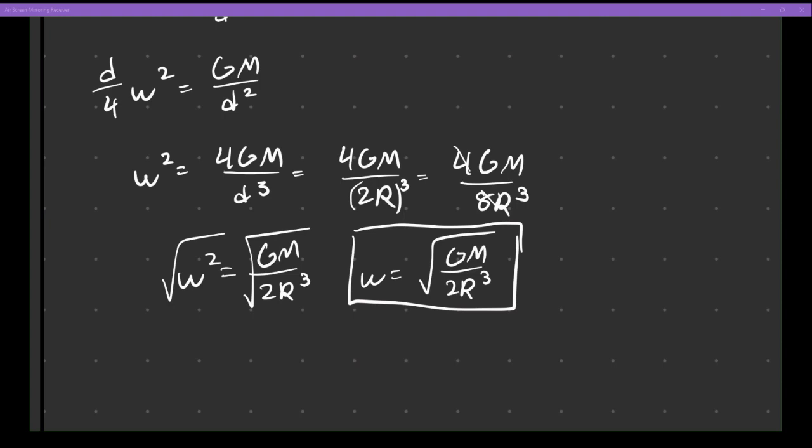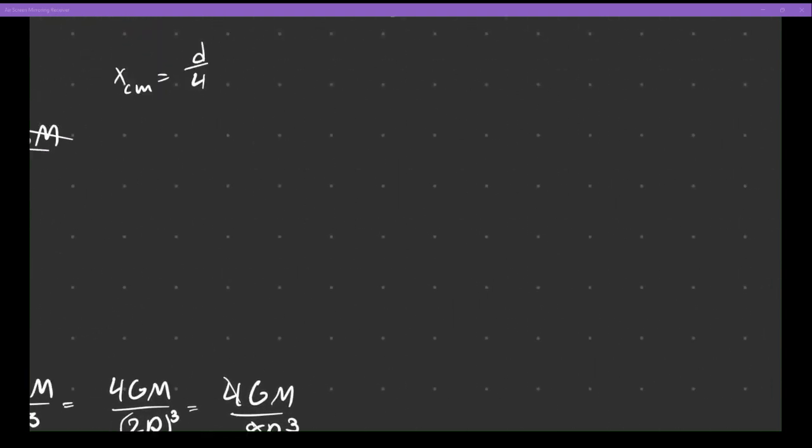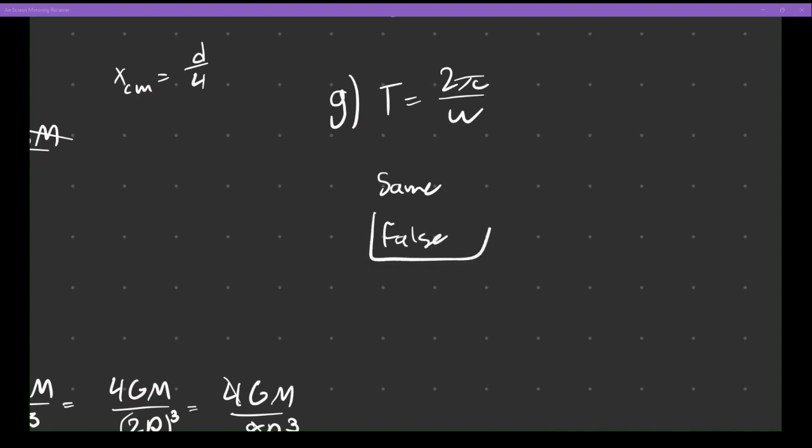Alright, so now I'm going to move into part G. And it's asking if the claim is true or false. And the claim is actually false because T is equal to 2 pi over omega. But then omega is the same in a binary star system for both masses. So it means that T has to be equal to the same. So it's false. Very simple for G.